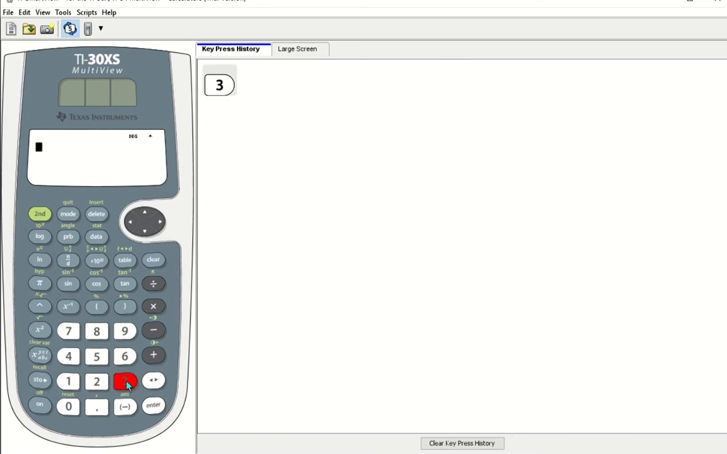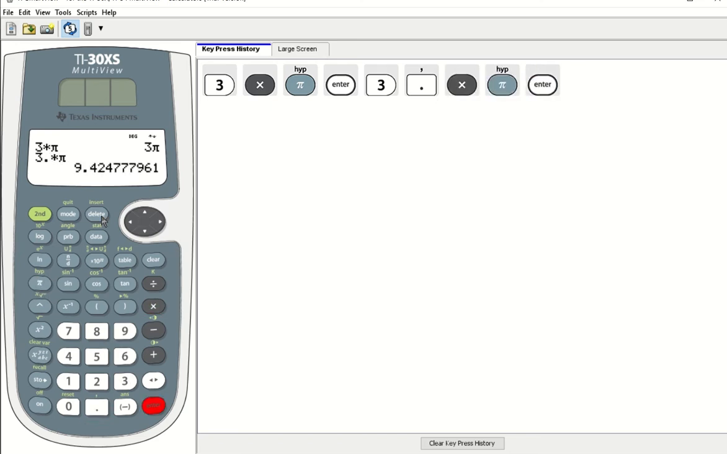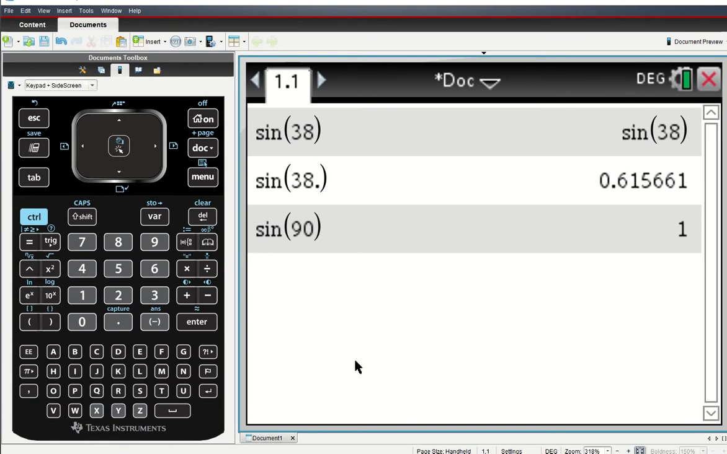So for example, 3 pi is equal to 3 times pi. Now that's just given us 3 pi. So if you want to know the exact answer, put a decimal place in there. So 3 decimal place times pi. Okay, now you can see a number 9.4 and so on. So that decimal place tells the calculator, please don't give me a fancy number, I need to know the exact digits.